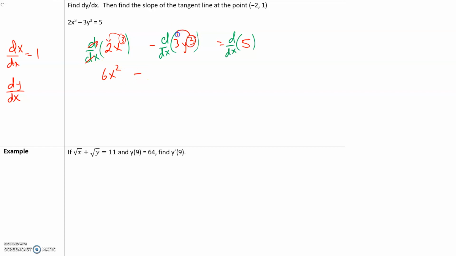Then we have 3 times 3, which gives you 9y to the second power. Now what happens here? Imagine we're adding a y to the numerator. So the dy/dx is going to remain. The derivative of any constant is equal to 0, so that's going to equal 0.